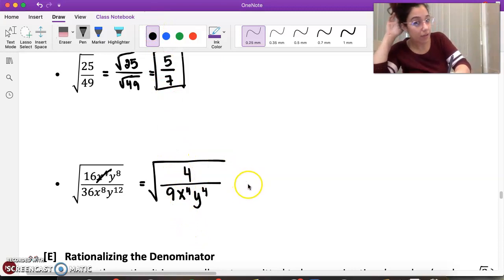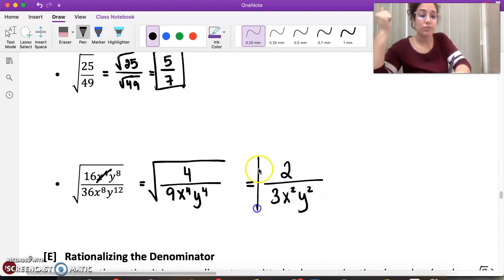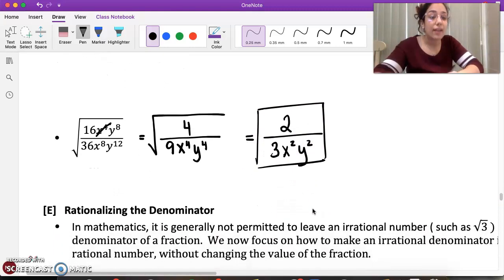And so then we can take the square root of the top and the bottom separately. The top becomes a 2. What does the bottom become? The bottom becomes 3x squared y squared. And that is your final answer. You can take the square root of the inside and then simplify. You could do it backwards. I recommend doing it this way because you deal with smaller numbers in the end.